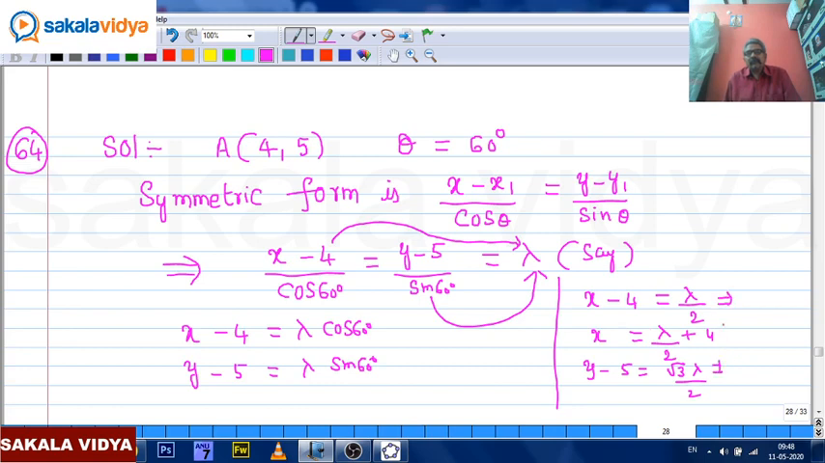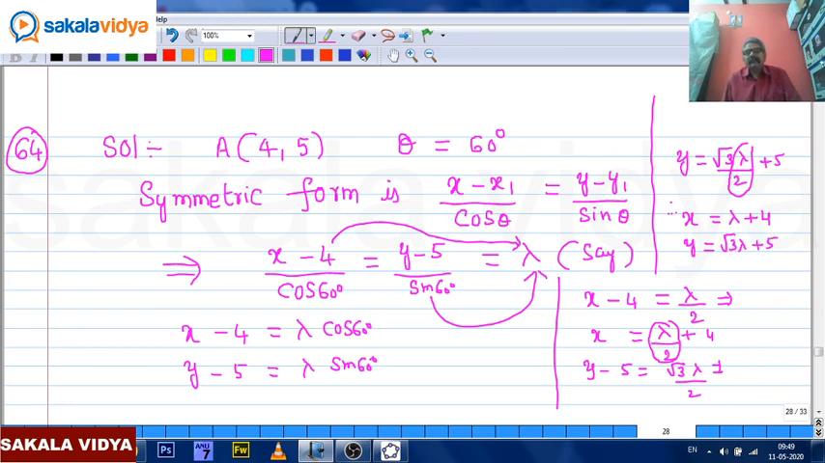So here I will write y equals root 3 lambda by 2 plus 5. Okay, but actually we can say lambda by 2 is equal to lambda also, no problem. Therefore we get x is equal to lambda plus 4, y is equal to root 3 lambda plus 5. These two are the parametric equations.